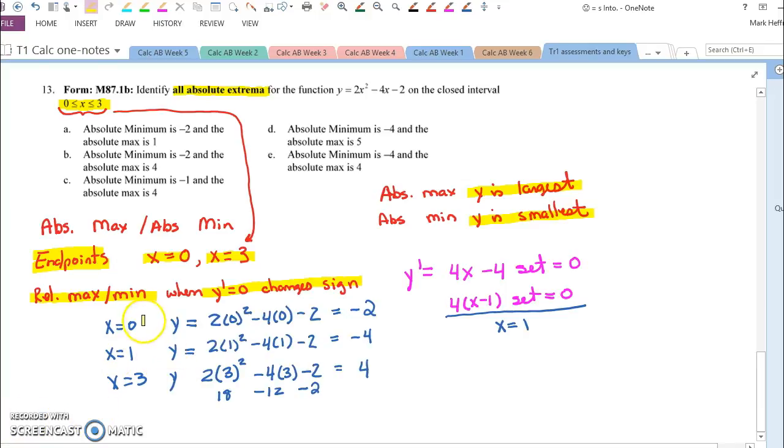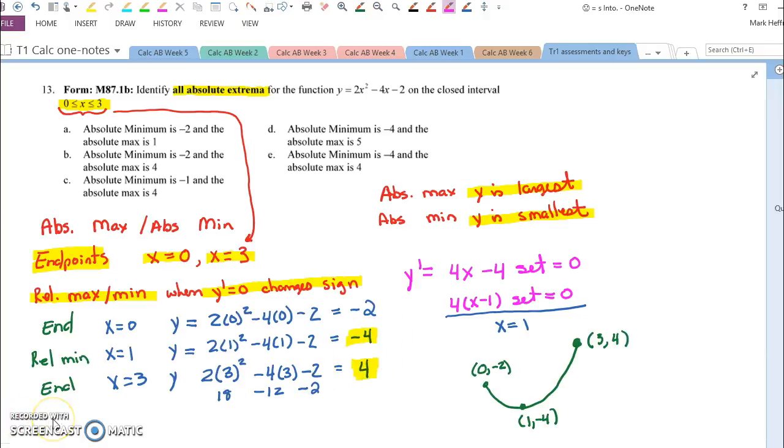As we find the y values for each of these x values, we see the absolute minimum is y equals negative 4, and the absolute maximum is y equals 4. It's not needed to draw a picture, but sometimes it helps figure out what you've done.